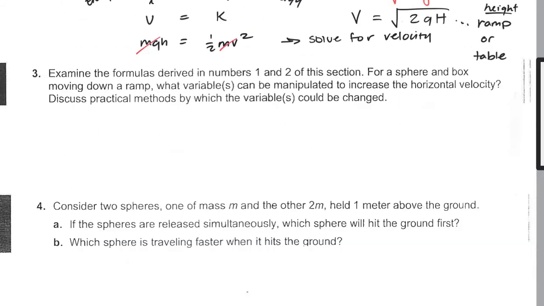Okay, so number 3, examine the formulas derived in number 1 and 2. For a sphere in a box moving down a ramp, which variables can be manipulated to increase the horizontal velocity? So our goal is to increase horizontal velocity. But we have an equation for velocity, and that is v equals square root of 2gh. So knowing that, what are variables that you can change to manipulate velocity? The height, okay, so you can change the height. What else can you change?